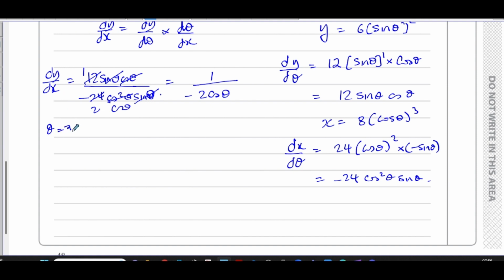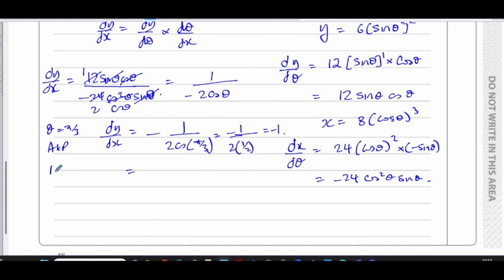Okay, so now we've got to find the gradient when theta is at p. Theta equals pi over 3. Okay, at p. So we've got to find the gradient at p. That will be the gradient of the tangent. So at p, dy dx is going to be minus 1 over 2 times the cosine of pi over 3, which is equal to minus 1 over 2 times, now the cosine of 60 is a half, so minus 1 over 2 times a half, which is negative 1.